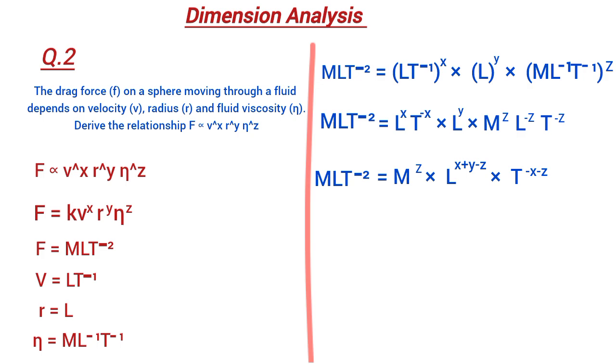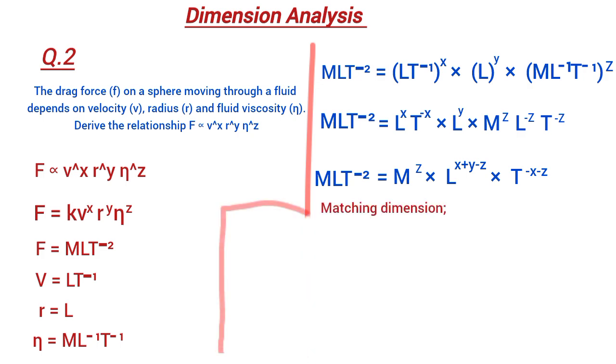Next, we match the dimensions. On the left hand side of the equation, we have m, which is the same as m raised to 1. On the right hand side of the equation, we have m raised to z. For L, on the left hand side of the equation, we have L raised to 1. On the right hand side of the equation, we have L raised to x plus y minus z.